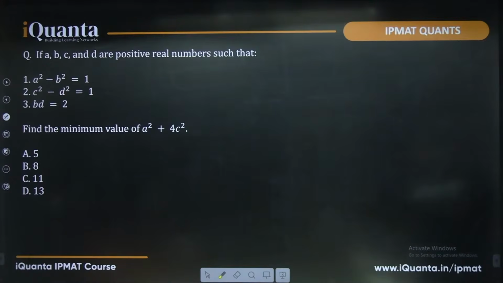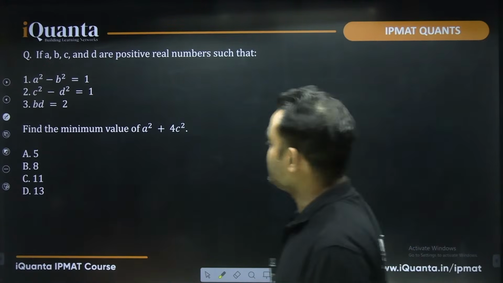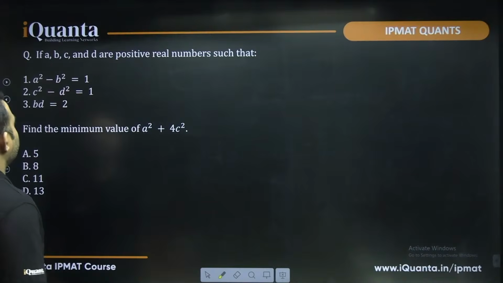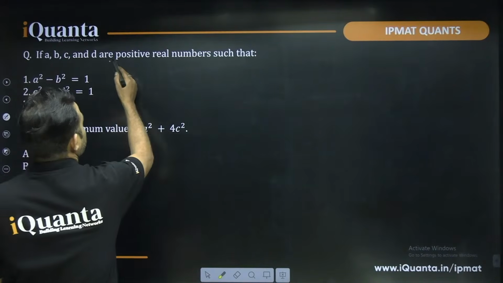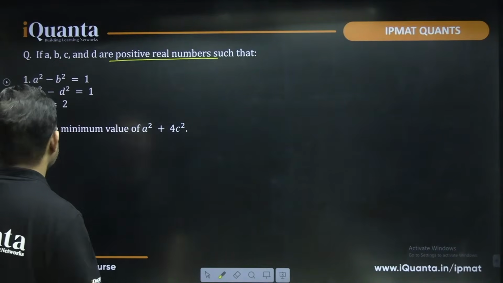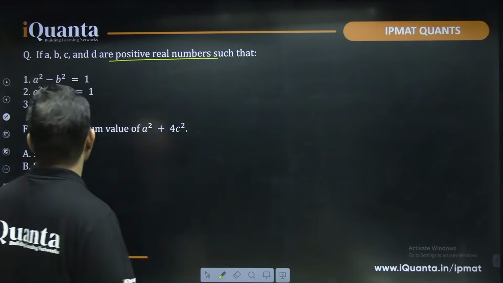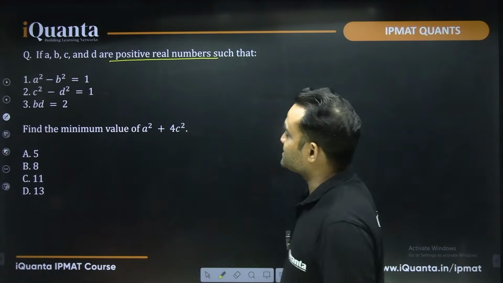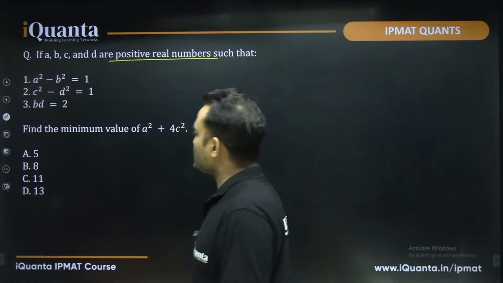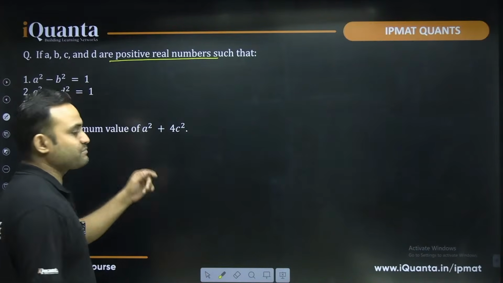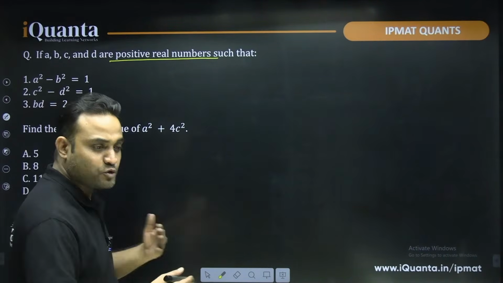Very few students are able to solve it even after this much time. If a, b, c and d are positive real numbers such that a² − b² = 1, c² − d² = 1, bd = 2, find the minimum value of a² + 4c². So how do we proceed with this question?